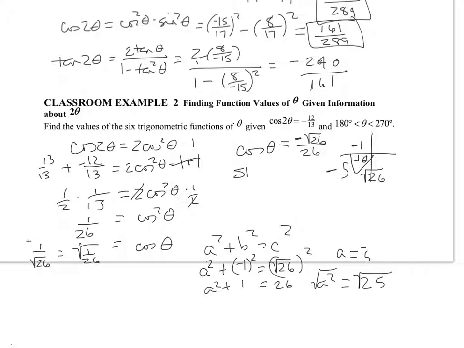What would my sine be looking at this? I could first write it as negative 5 over the square root of 26, couldn't I? And then if I want to rationalize it, I can. And it's not going to be a big deal to write out the other remaining ratios. The trick is being able to see how to find that first ratio so you can then go label your triangle.